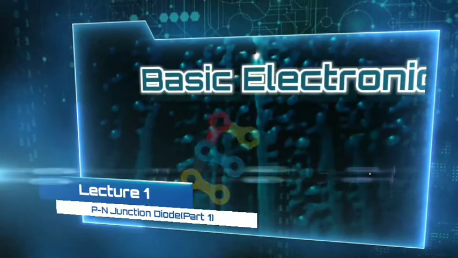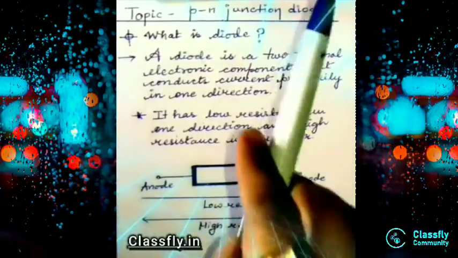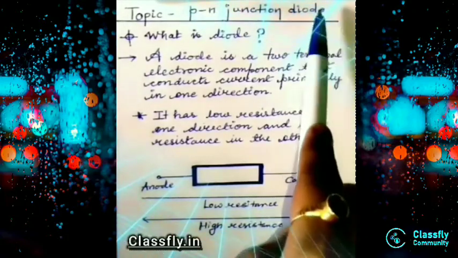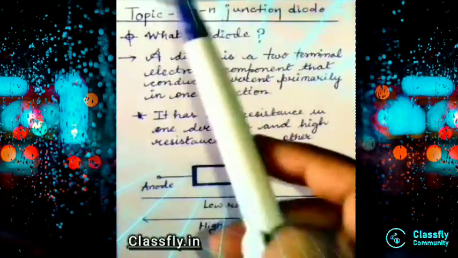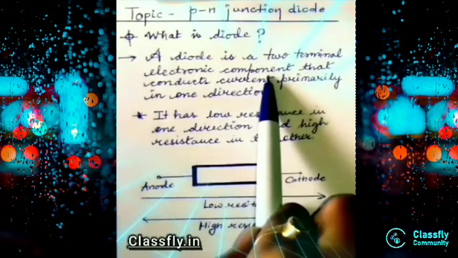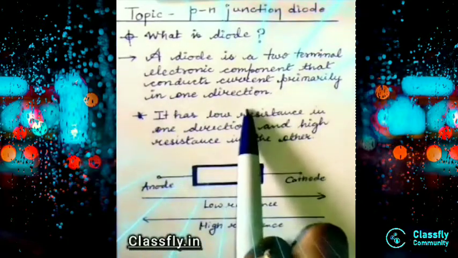This is lecture 1 of Basic Electronics, p-n junction diode part 1. First of all, we will know what the term p-n junction diode means, and before that, what a diode is. A diode is a two-terminal electronic component that conducts current primarily in one direction.